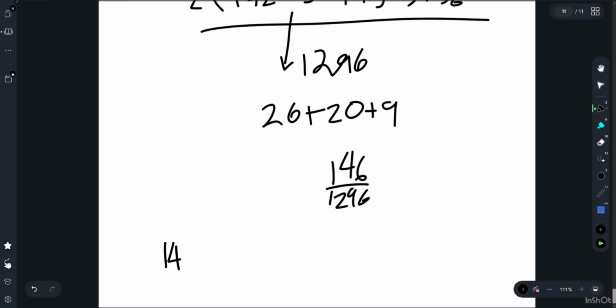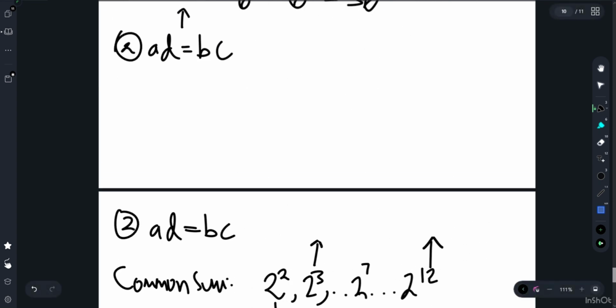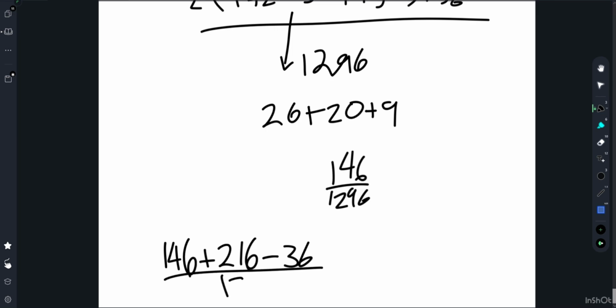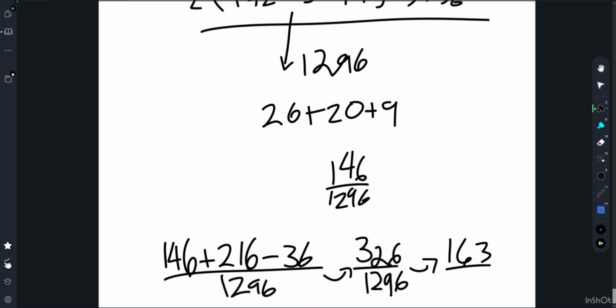And so our final answer is 146 plus 216 minus 36, all over 1296. This gives us 146 plus 180, which is 326 over 1296. The only common divisor here is 2, so our answer is 163 over 648.